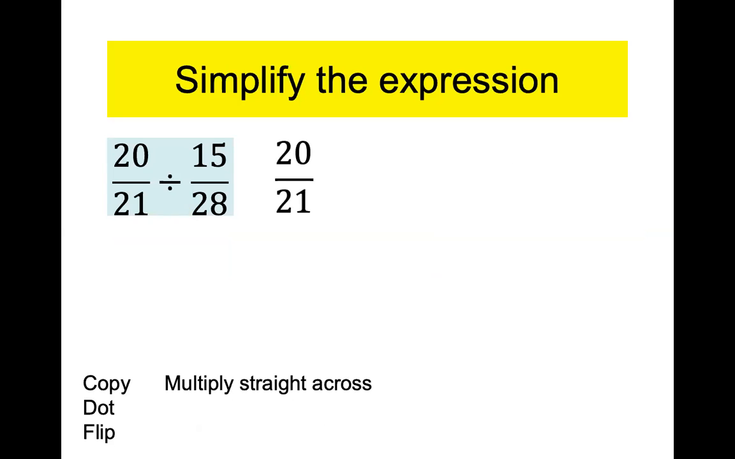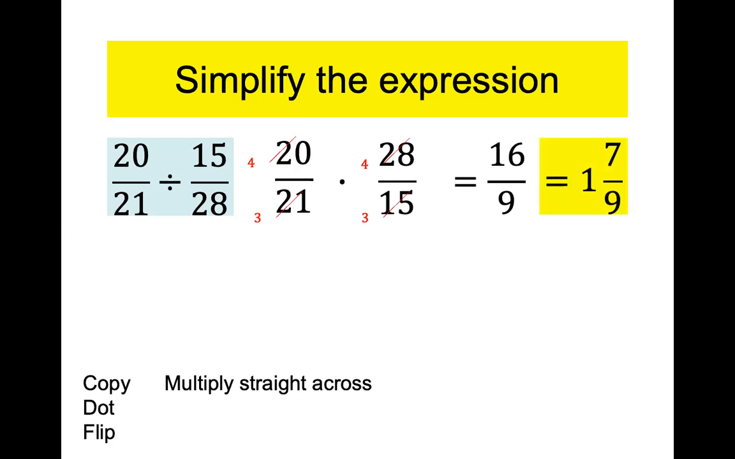So I copy the first fraction, change division to multiplication, that's the dot, flip the second fraction, and now I can do cross reduction. 5 goes into 20 and 15, so I reduce that by 5. 7 goes into 21 and 28. I reduce that by 7, and I multiply straight across. 4 times 4 is 16. 3 times 3 is 9. Yes, I'm talking fast because this is review. 9 goes into 16 one time with 7 left over. There we go. I just did multiplication and division.